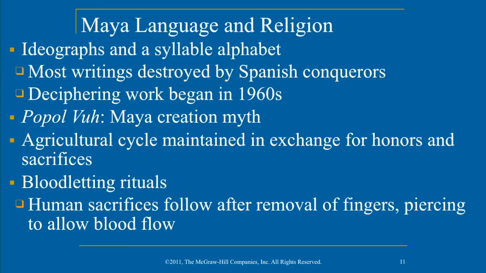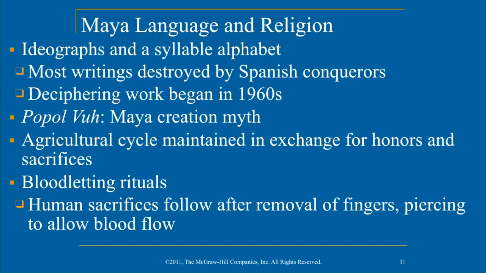The agricultural cycle was maintained in exchange for honors and sacrifices. The idea was that the gods up there were allowing the natural order of winter, spring, summer, fall to keep going on, and the crops to grow and all that, in exchange for being honored and sacrificed to, and they would have bloodletting rituals. Many of the Mayans used captured soldiers or captured groups of peoples and killed them through bloodletting rituals in an effort to appease the gods.